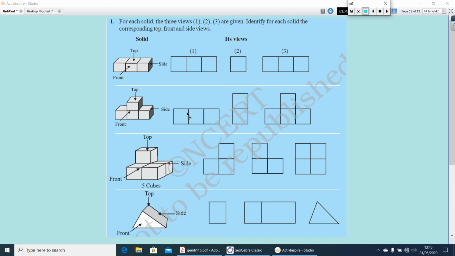So here you have to write which view is given here. That here you have to write front, side and top. Here same way you check which view this will be. This will be the top view. Find out the other two.